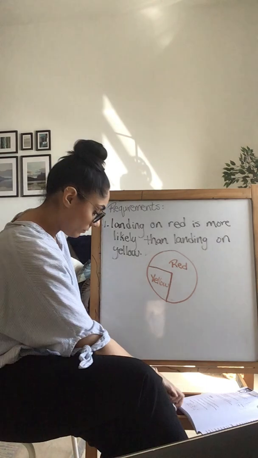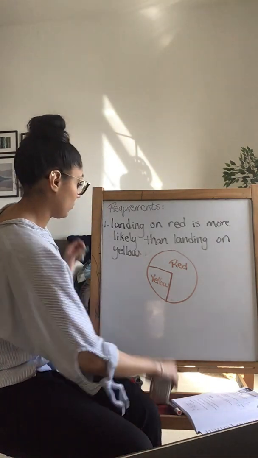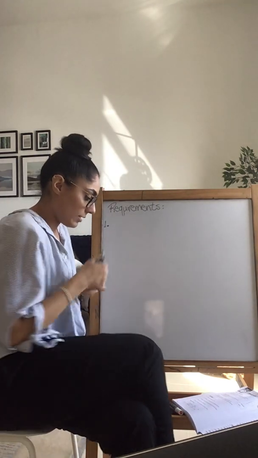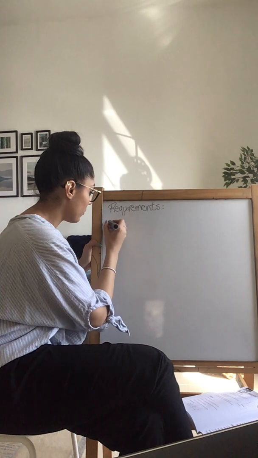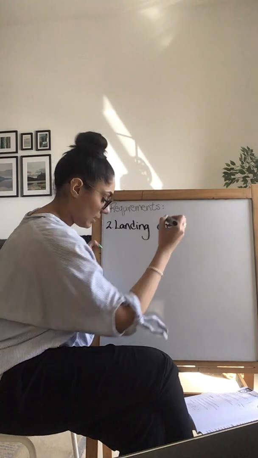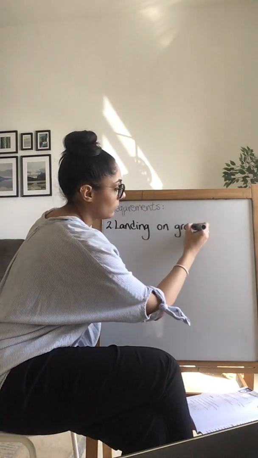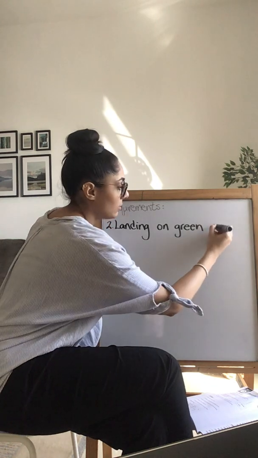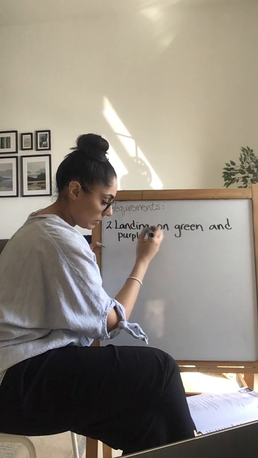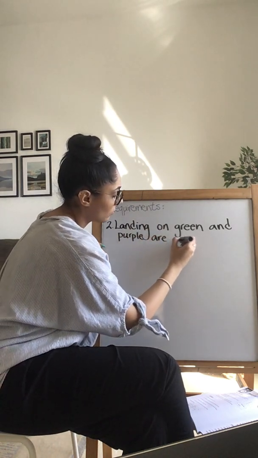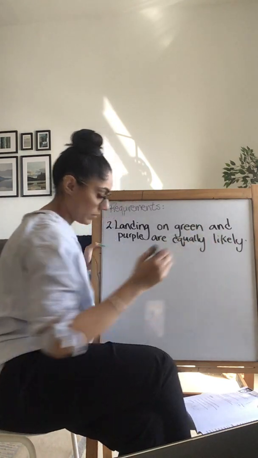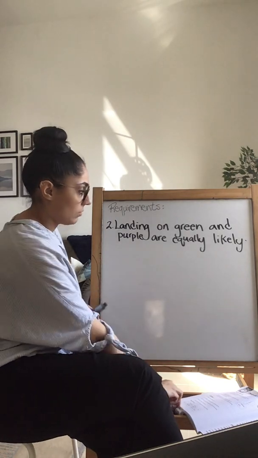Okay, let's do another one. Number 2. Let's say, what if I said, so this is number 2, just keep going, landing on, let's say now, green and purple are equally likely. So what will my spinner look like now?